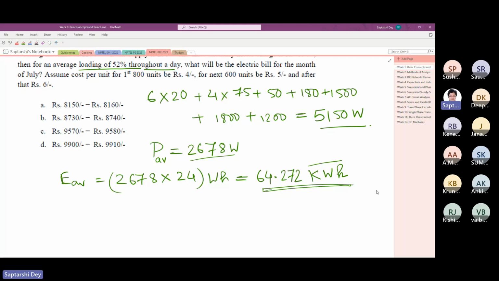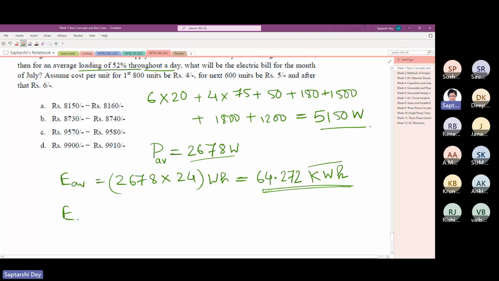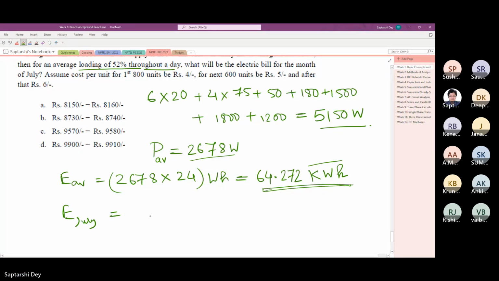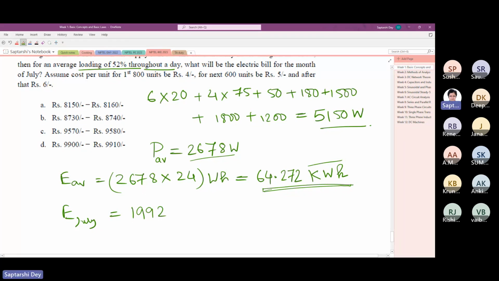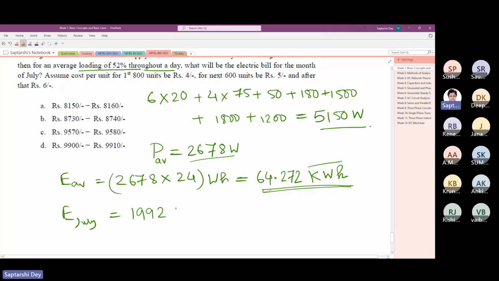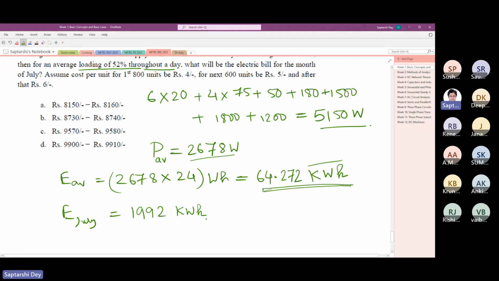So month of July, what is the total? This into 31, right? Can you tell me this into 31 how much? 1992.432. Okay, we'll let it go at 1992 kilowatt hour. You know this, right? Kilowatt hour is what we pay for. When we say 1 unit, it is kilowatt hour.